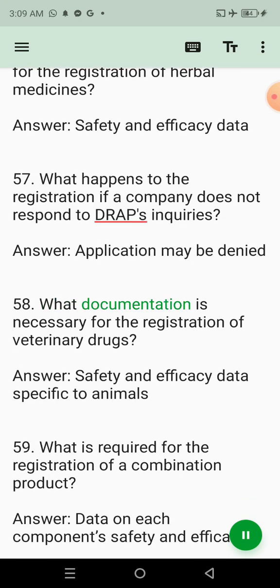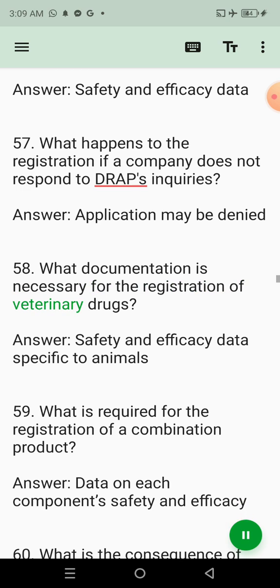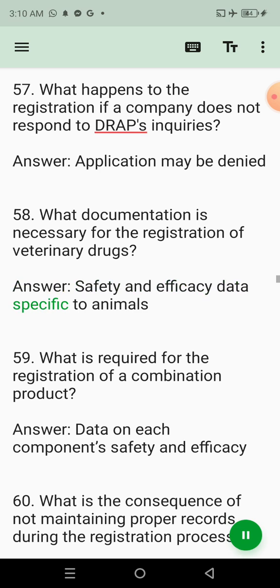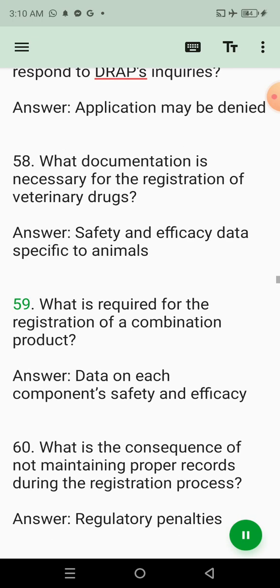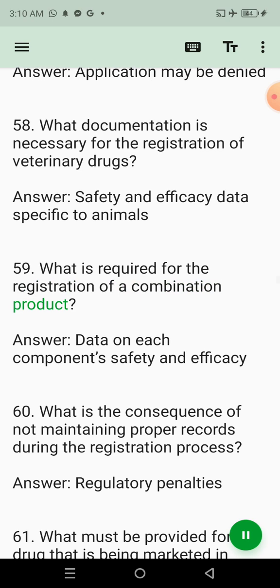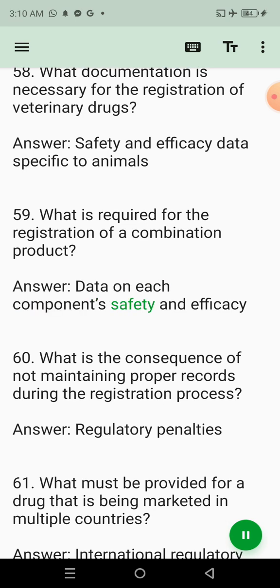58. What documentation is necessary for the registration of veterinary drugs? Answer: Safety and efficacy data specific to animals. 59. What is required for the registration of a combination product? Answer: Data on each component's safety and efficacy.